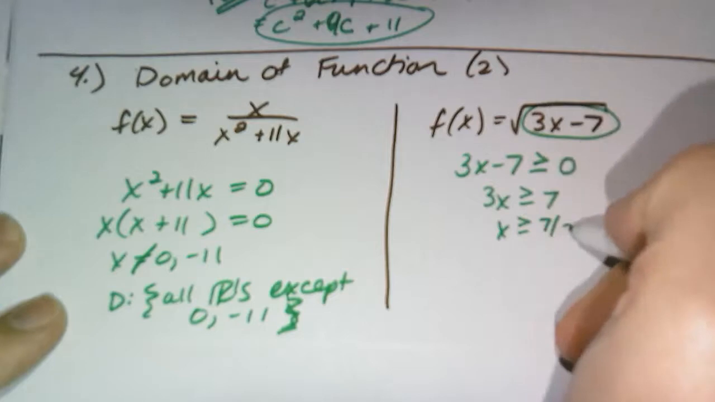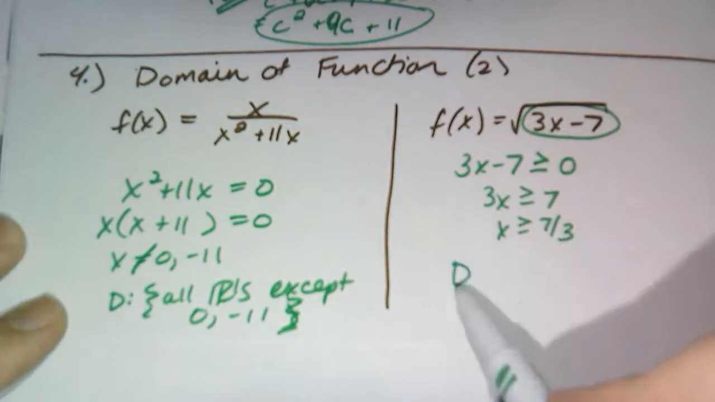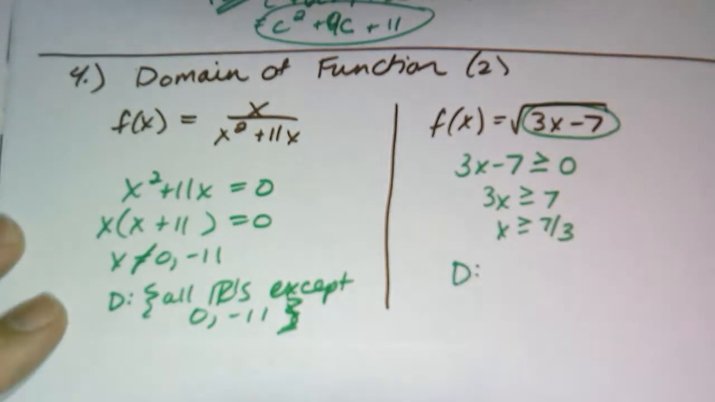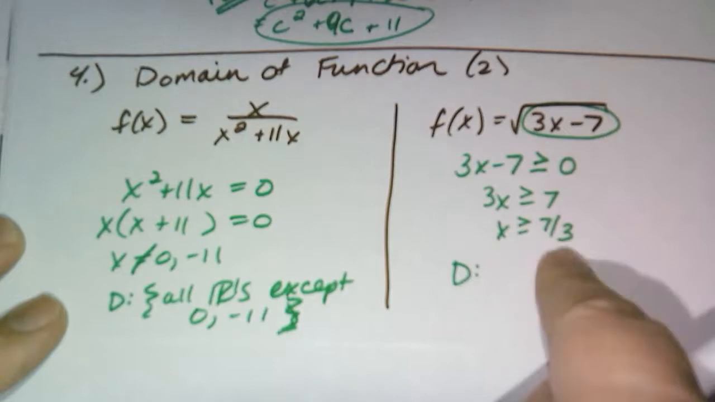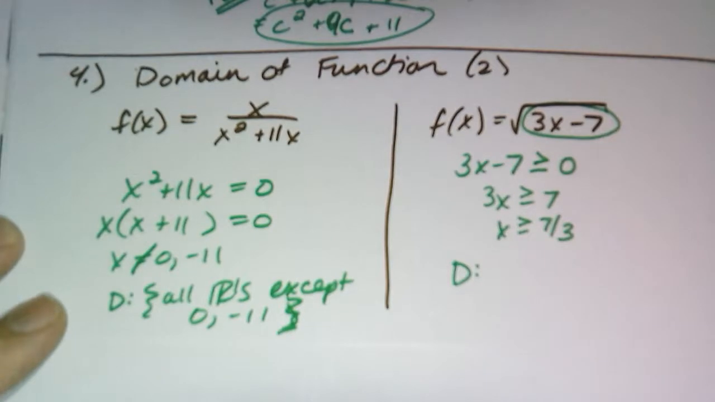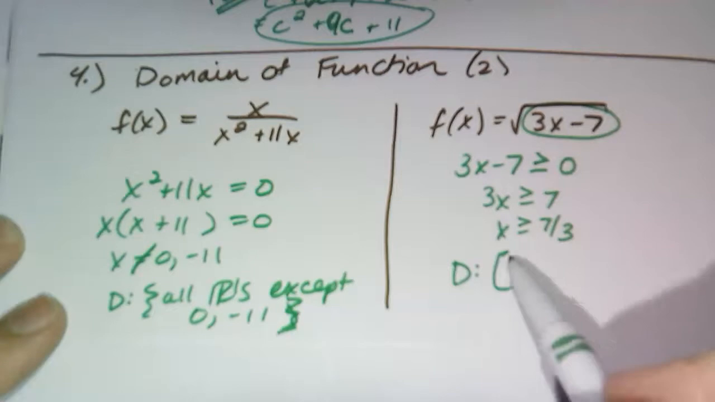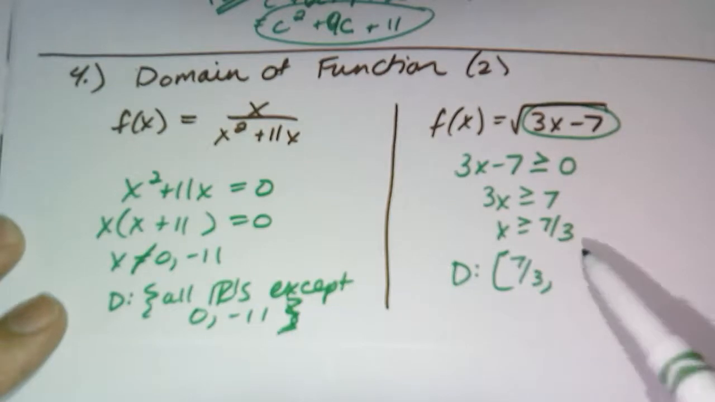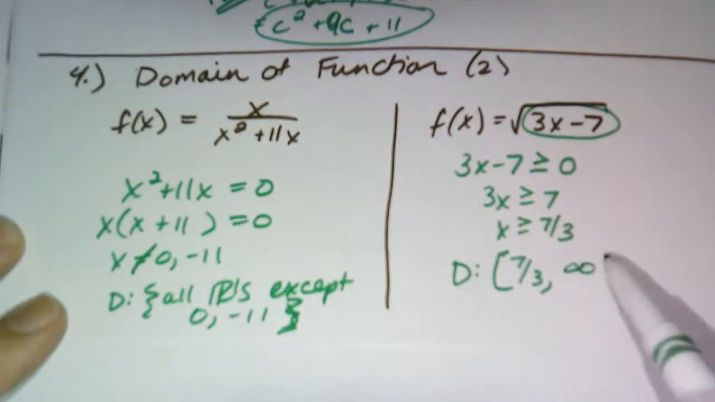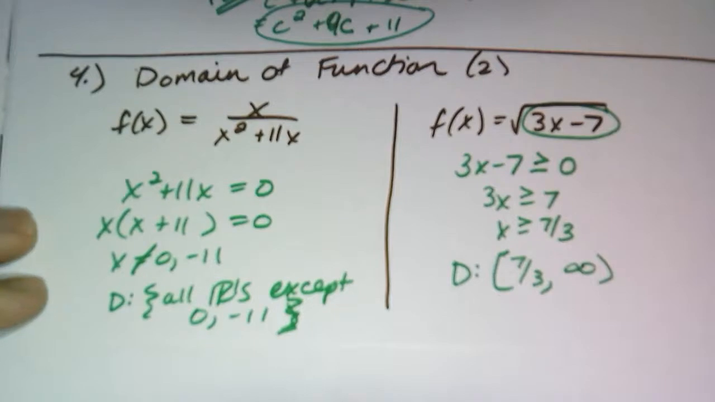X is greater than or equal to 7/3. Write that for me in the correct interval notation, though. That one you should know how to write in correct notation. What's the lowest that you could be? 7/3. What's the highest then you can be? There you go.